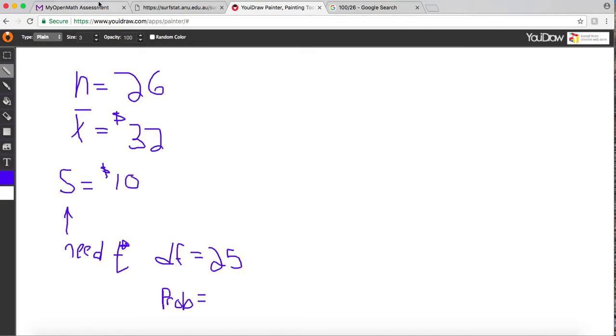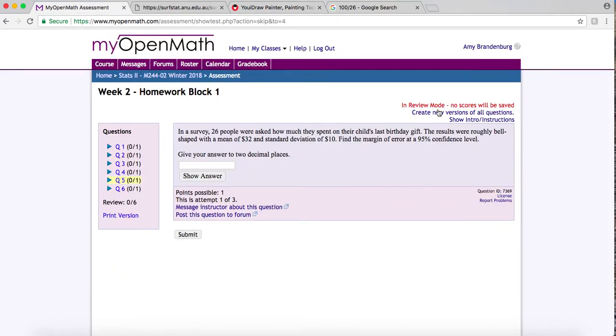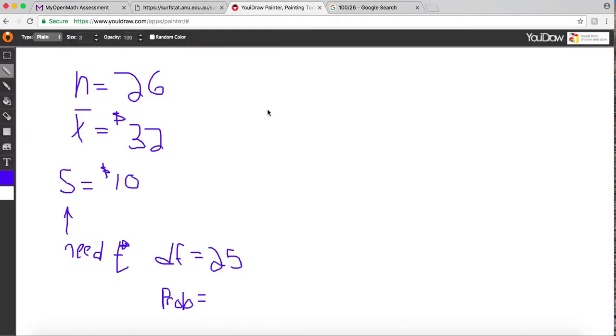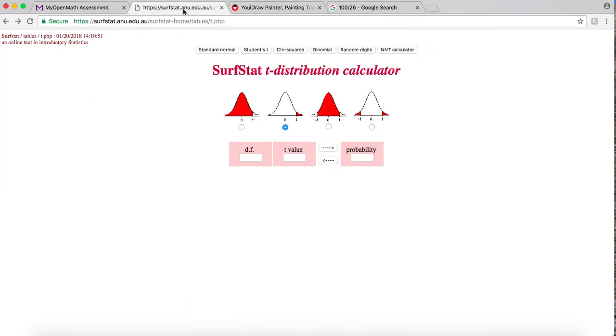So let's go back to the question. It's asking for a 95% confidence. So remember that you want to do it as a decimal. So this is 0.95. So let's go here to surfstat. Now, when you start at surfstat, remember it always takes you to this one. And so you need to make sure that you click over to this one, because if you're over here, it's going to give you the wrong one because it's going to add all this little extra bit. See right here, I'm missing that tail.